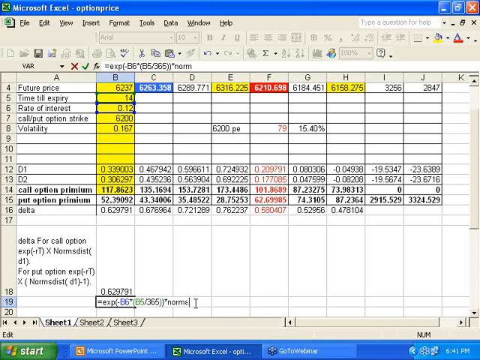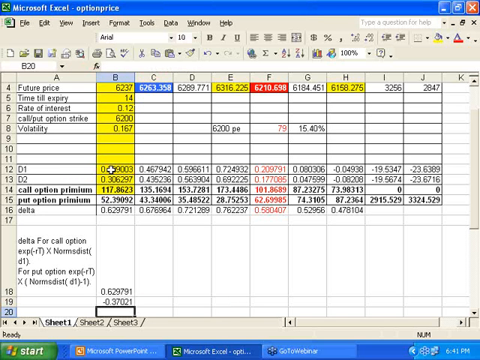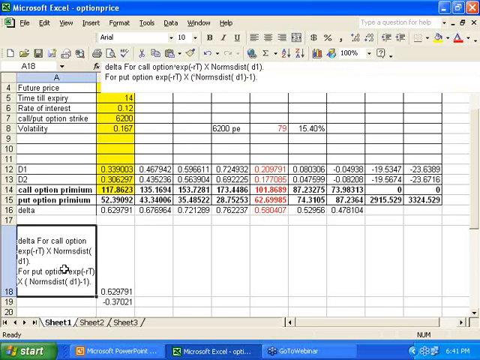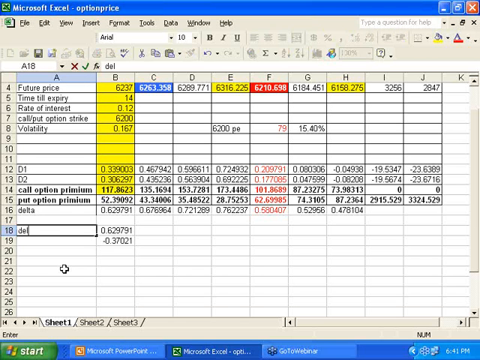Normal distribution, NORM.S.DIST of d1, or else the call option delta you just subtract by 1, so you will get, and minus 1 we have to do it. This will give us the delta of the put option. So delta of the put option, here the strike price is 6200, underlying asset is 6237, and we have got the delta of call option and the delta of put option. So I will just delete the formula here. We will rather write here delta call and delta put. So this is the thing, we have got it.